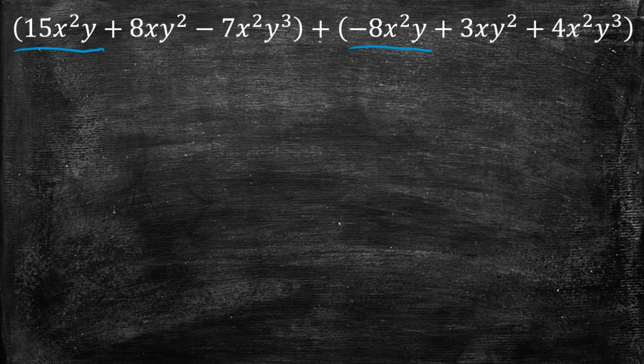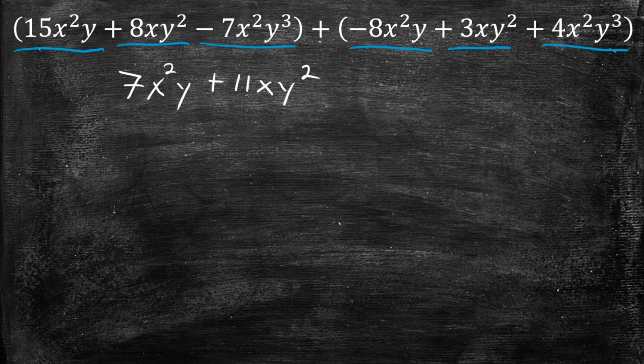So 15 minus 8 is 7. And now we just carry the terms, x squared y. All right. Now moving on to the next one, we have 8xy squared. And then on this side, you can see that there's an xy squared here next to this 3. So we're going to add 8 plus 3 plus 11xy squared. All right. And next, we see that this term here has x squared y cubed.